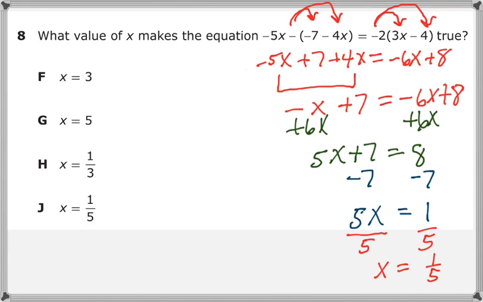So let's take a look at our answer choices over here. It looks like answer J is going to be the proper answer choice. And we're going to go ahead and do this on the calculator, so that'll be next.